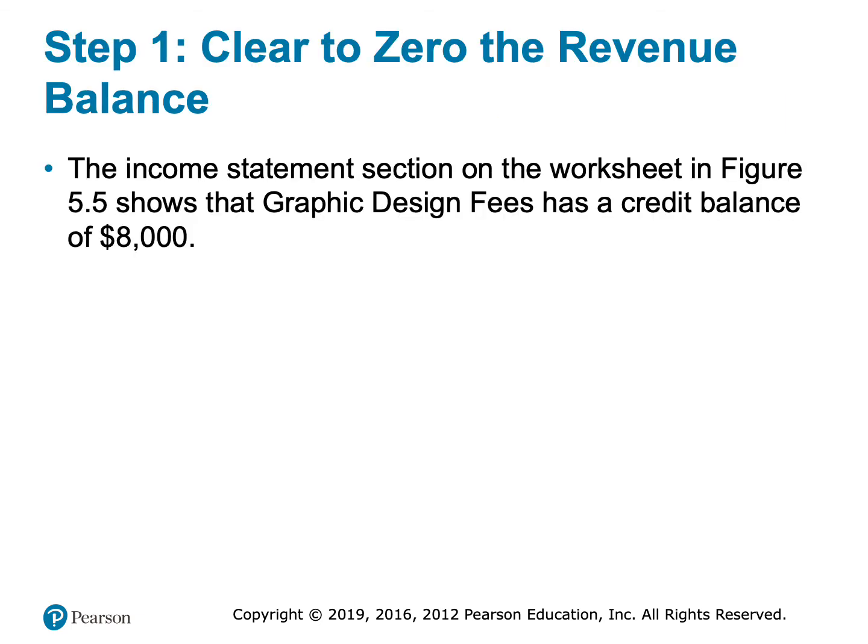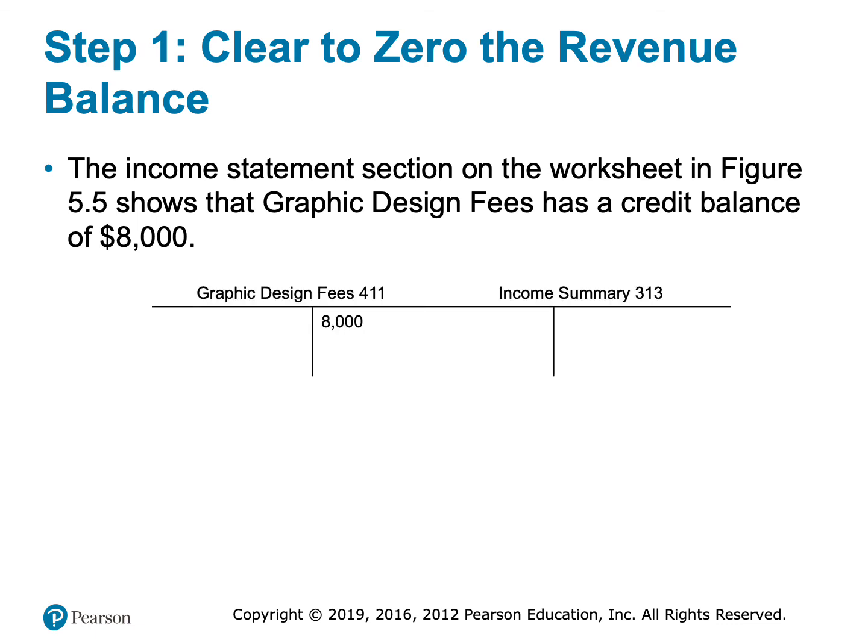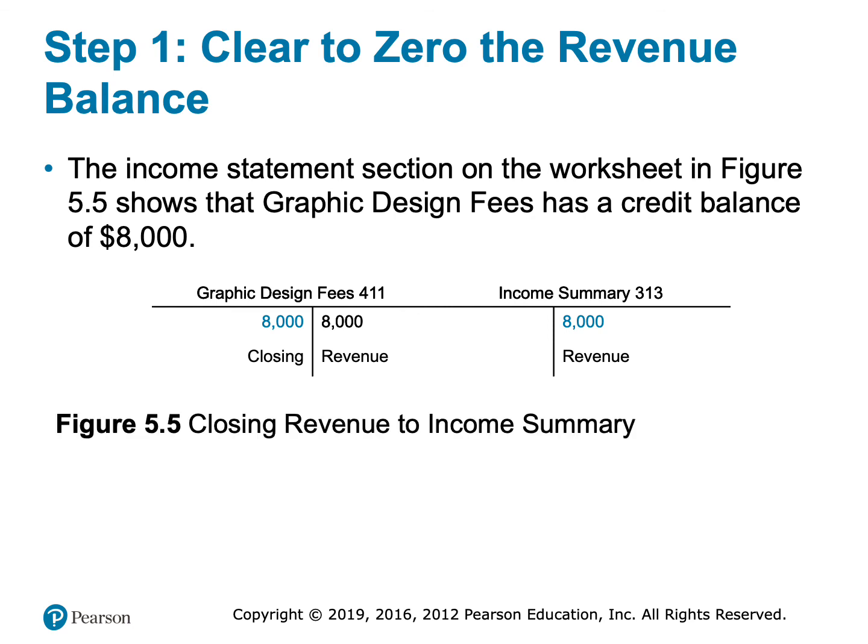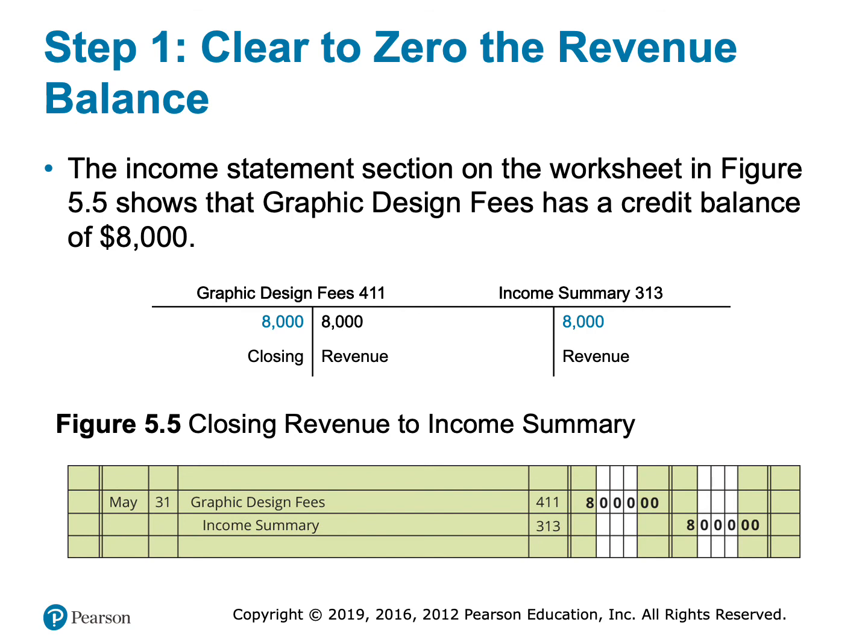So when I looked at that column, I saw that revenues, our graphic design fees, which is our revenue account, has a credit balance of $8,000. So to close it out, to zero it out, I would want to debit graphic design fees of $8,000, which means I have to credit income summary. This is my graphic design fees. I'm now going to debit it for $8,000, which makes it zero, and income summary now has a credit balance of $8,000. So I'm going to write the closing entry where I've debited graphic design fees, credited income summary.